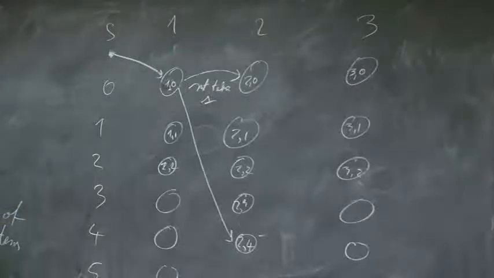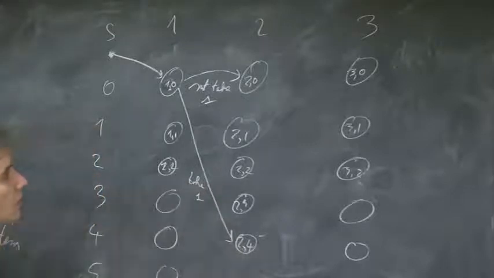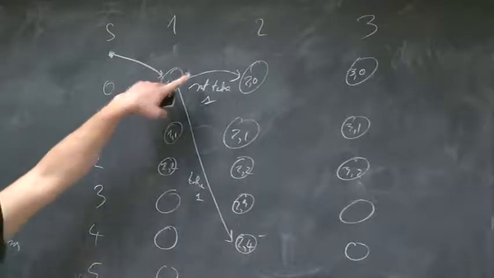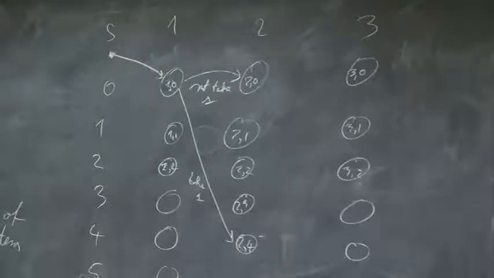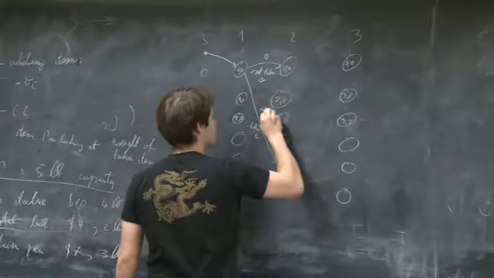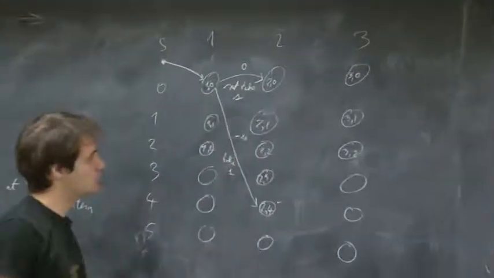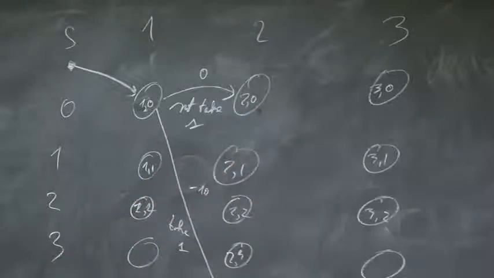What about edge weights? What's the weight of the edge that says I don't take item 1? What's the edge weight of the edge that says I do take item 1? 0 and minus 10. That minus lets us get the shortest path. Now suppose I'm in 2, 0. What are the outgoing edges?